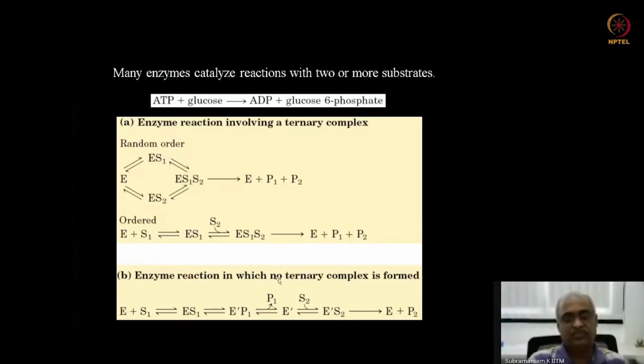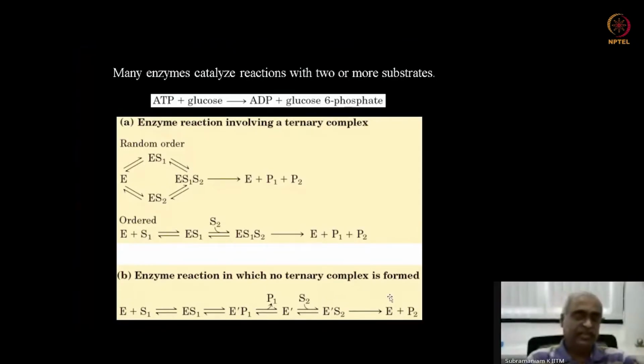Now that is released. Now to this enzyme phosphate you have the glucose binding. Then the phosphate group from the enzyme is transferred to this, so E prime now becomes E. And because S2 gets phosphorylated, it is no longer glucose, the substrate. Instead, it is glucose 6-phosphate, the product, and the product is released. So it can be like this with no ternary complex.